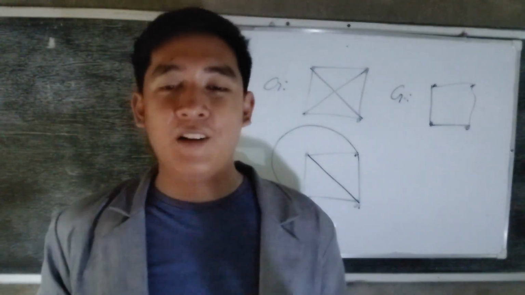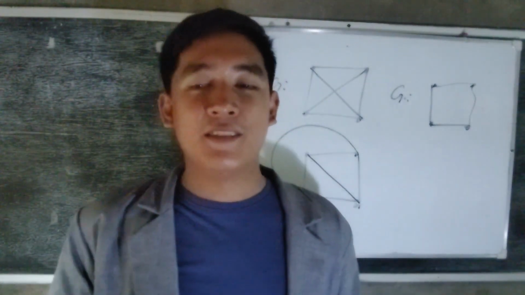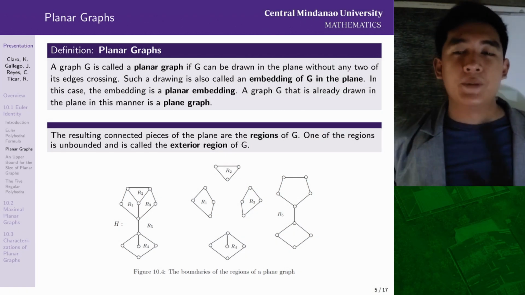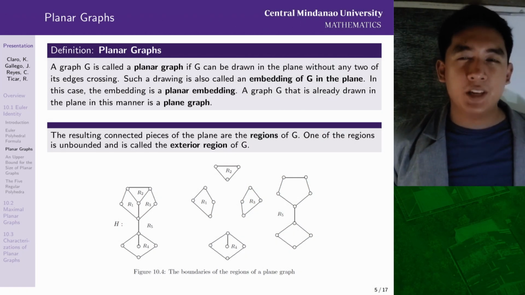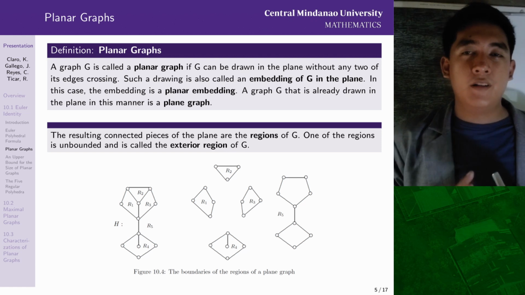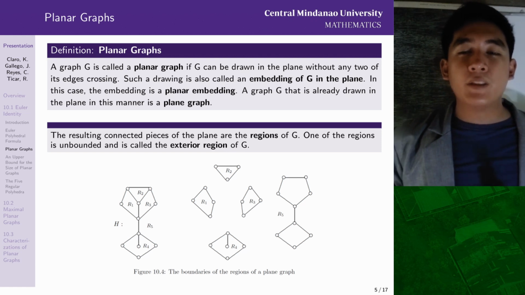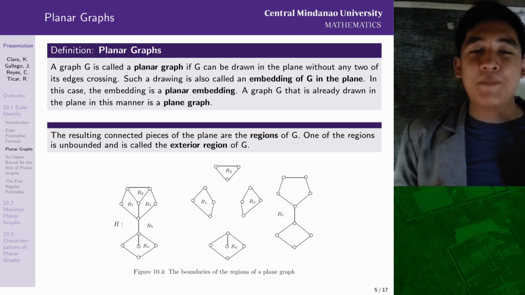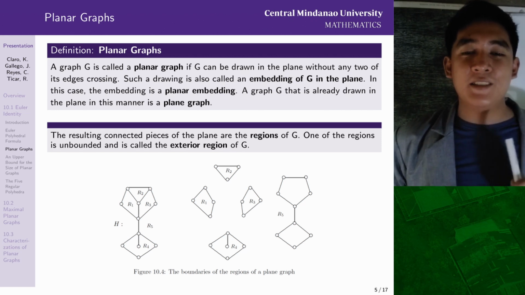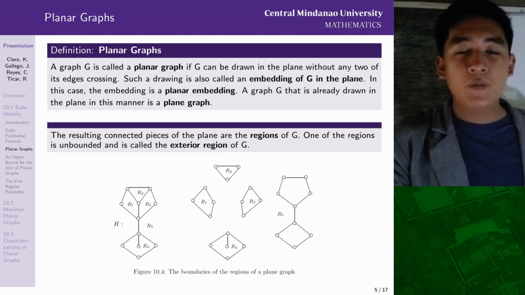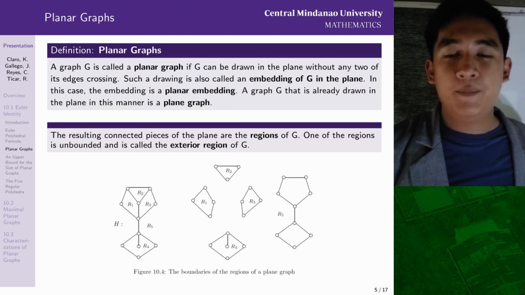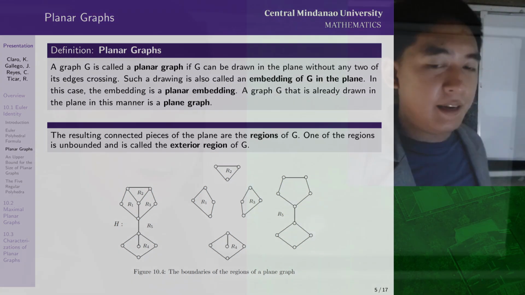Now, in particular, all 5 groups of Platonic solids, like the tetrahedron, are planar. When points in a plane that correspond to the vertices and edges of a plane graph G are removed from the plane, the resulting connected pieces of the plane are called regions of G. And one of these regions is unbounded, and we call it the exterior region of G. To visualize, let's look at the example in figure 10.4, the boundaries and regions of a plane graph.